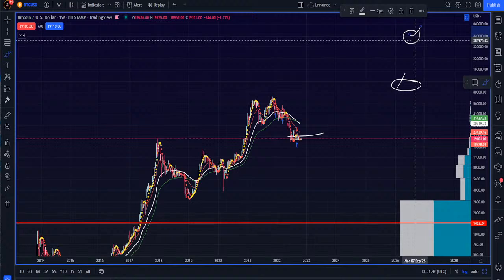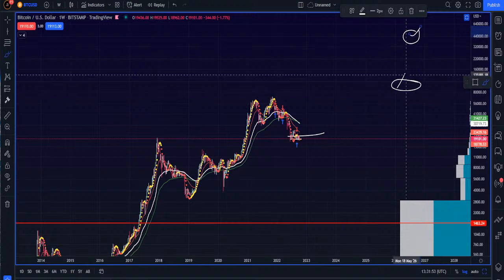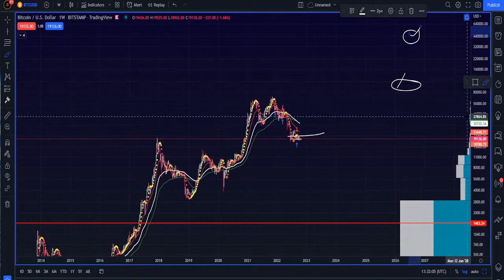90% of them, if you talk about the maximalists, the holders of Bitcoin, all of them will tell you the same. Bitcoin will hit 1 million, 100K, 500K. Based on what? Because, well, they believe in the technology, right?